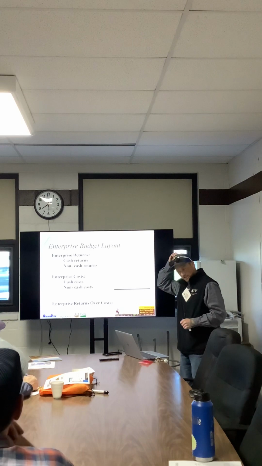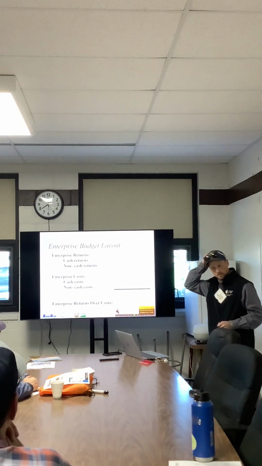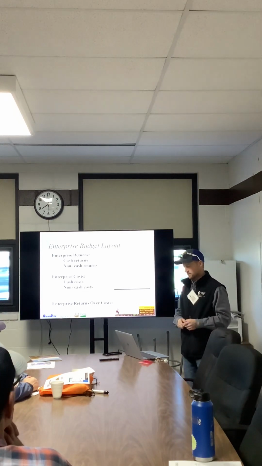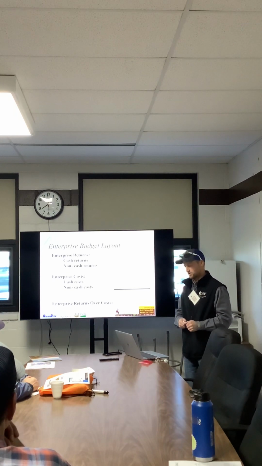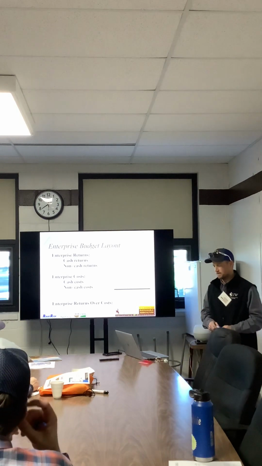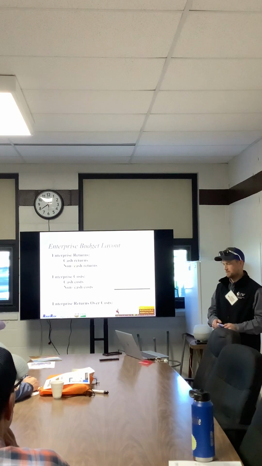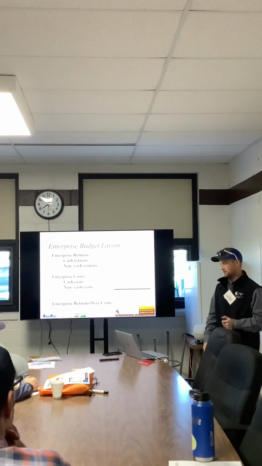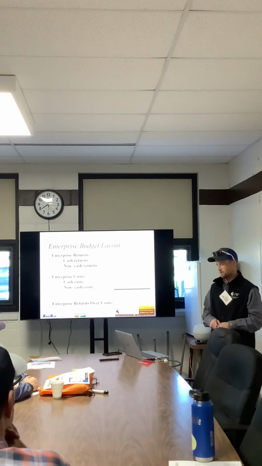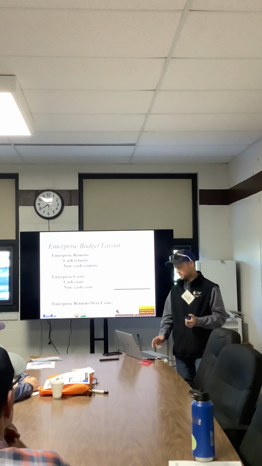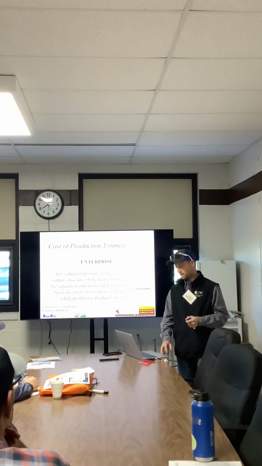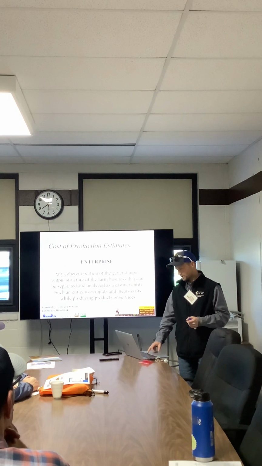So an enterprise budget layout, in pretty basic layout. So you've got returns, so you've got some cash returns, some non-cash returns. You've got enterprise costs, cash costs and non-cash costs. So essentially your overall layout is enterprise returns over cost, which would give you the profitability of your enterprise.